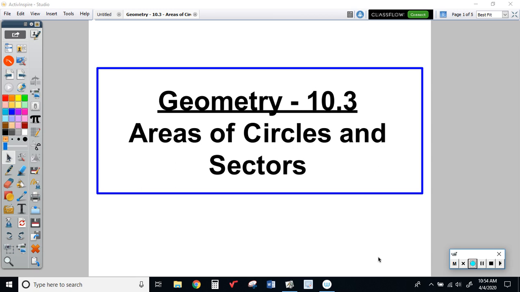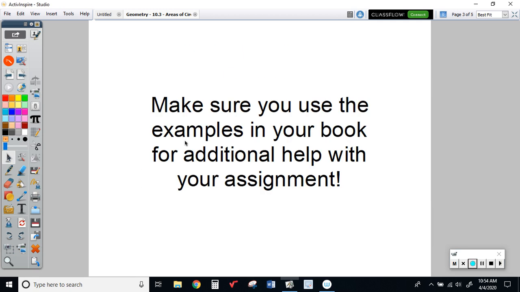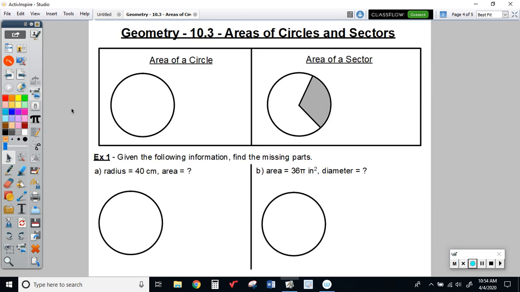Hello, students of geometry. Welcome to 10.3, areas of circles and sectors. Let's dive right into the lesson. Make sure you're using those extra examples in your book as well, if you're one of my students, to help you complete your assignment. So, the area of a circle, I think most of us know this already.